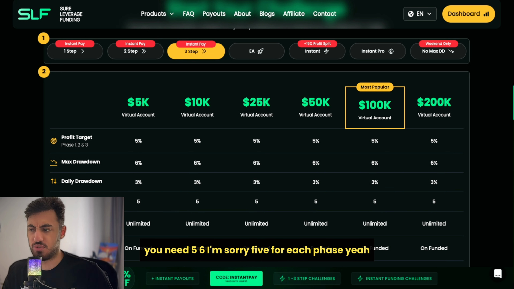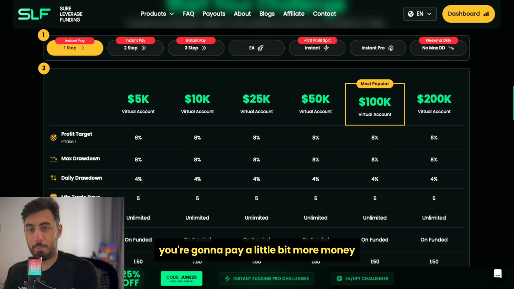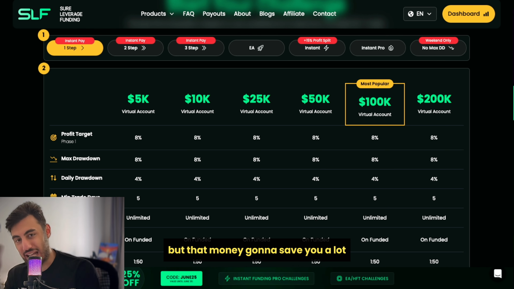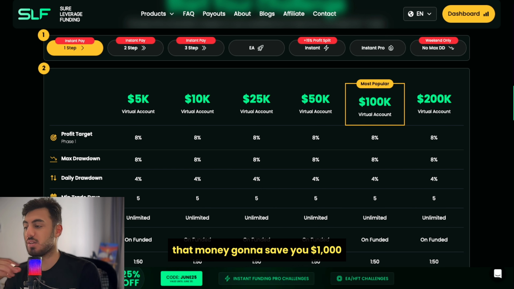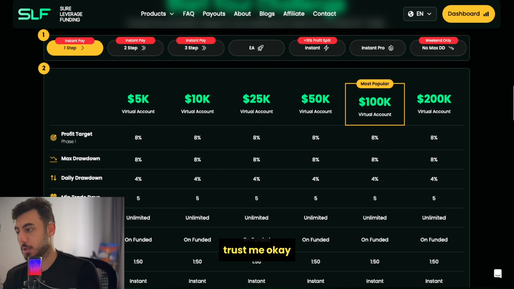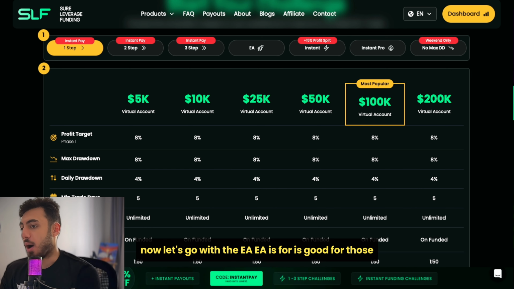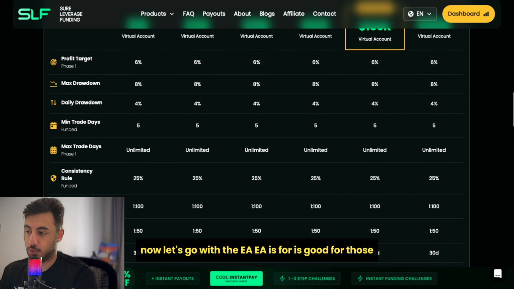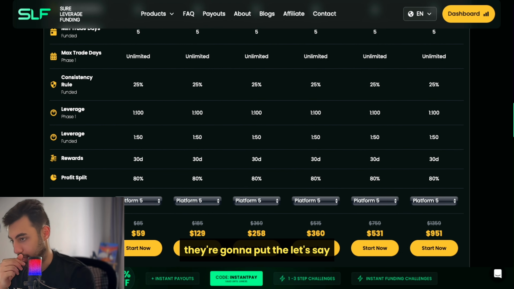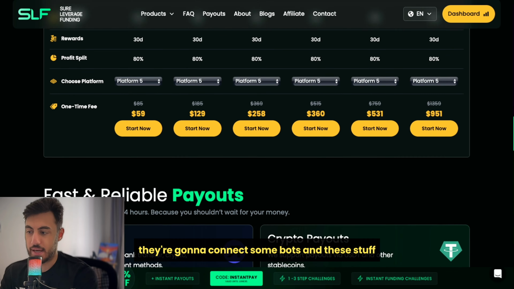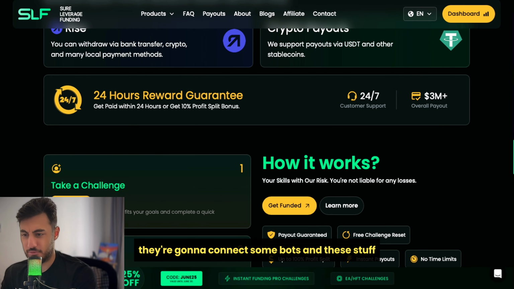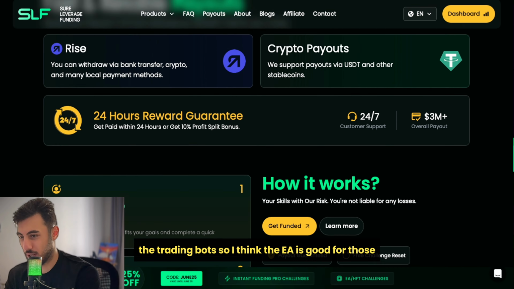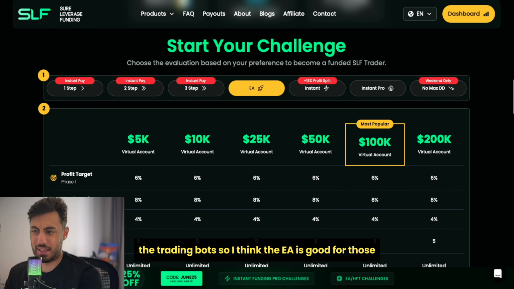So go with the 1 step. You're gonna pay a little bit more money, but that money is gonna save you a lot. That money is gonna save you $1,000. Trust me. Now let's go with the EA. EA is good for those who are gonna connect some bots and these things, which I don't have any information about. So I think the EA is good for those.